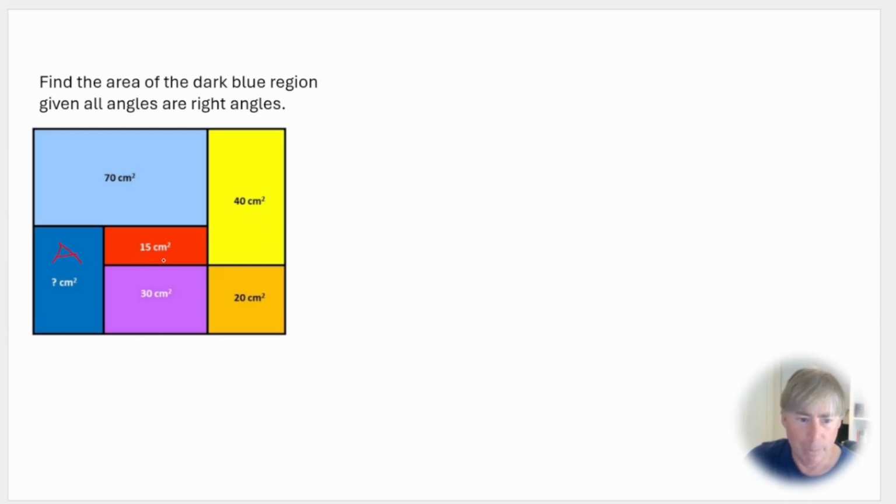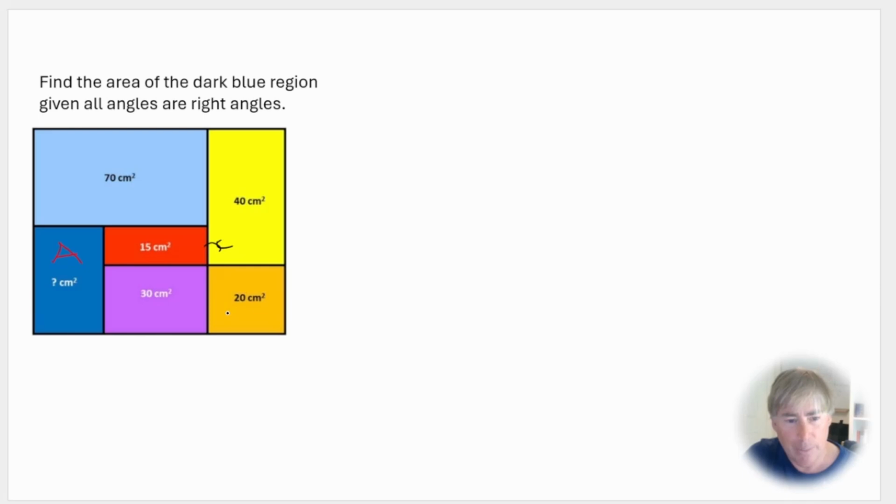By way of example, the red has been scaled up by a factor of 2 to make the purple, and the dark yellow has been scaled up to make the light yellow 40, and they share a common width. So initially I'm going to label the smallest side length x, which is the height of the 15 centimeter red rectangle.